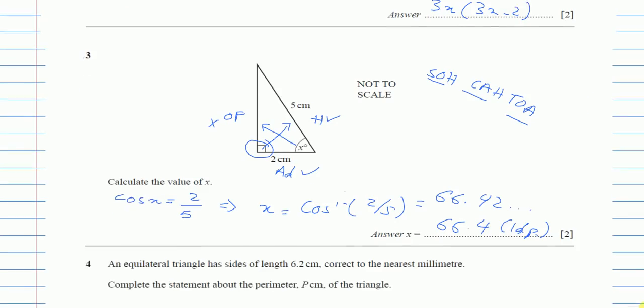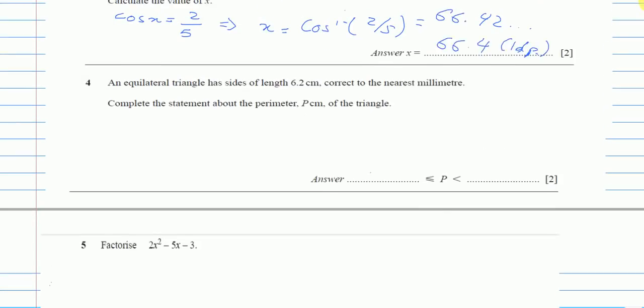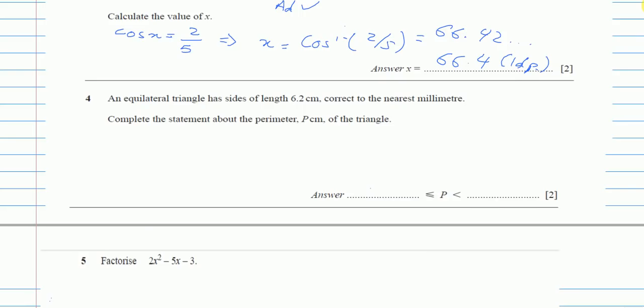Then question number 4. Oops, where did it go? Here it is. Question number 4, an equilateral triangle has sides of length 6.2 centimeters. Equilateral means all 3 sides will be 6.2 centimeter, and they have corrected it to the nearest millimeter. You know that the difference between centimeter and millimeter is of 10. This is my millimeter, because if I were to convert it into millimeter, I will multiply it with 10 and this will be my nearest millimeter. So this is where they have corrected to already.